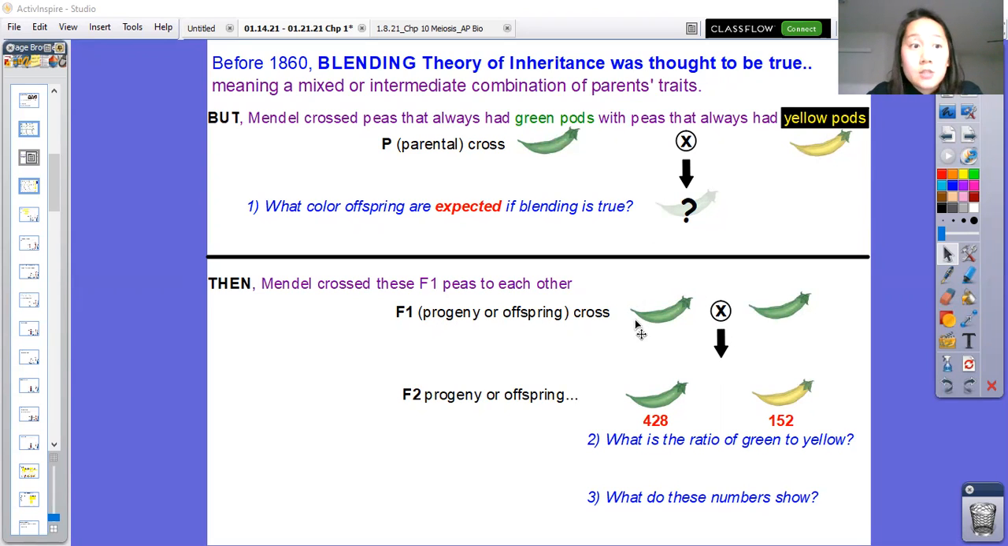Now, when you have the dominant showing phenotype, but actual heterozygous genotype, the offspring is always a 3-to-1 ratio of dominant phenotype to recessive phenotype. But we know the genotype is actually a 1 to 2 to 1 ratio of one homozygous dominant, two heterozygous, and one homozygous recessive. So these numbers actually show that there is no blending and that it's actually a dominant recessive allele relationship for the gene that covers the pea pod color.